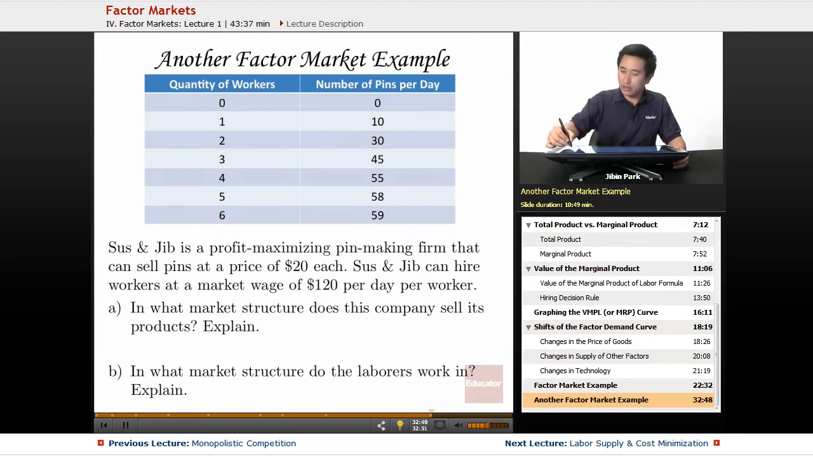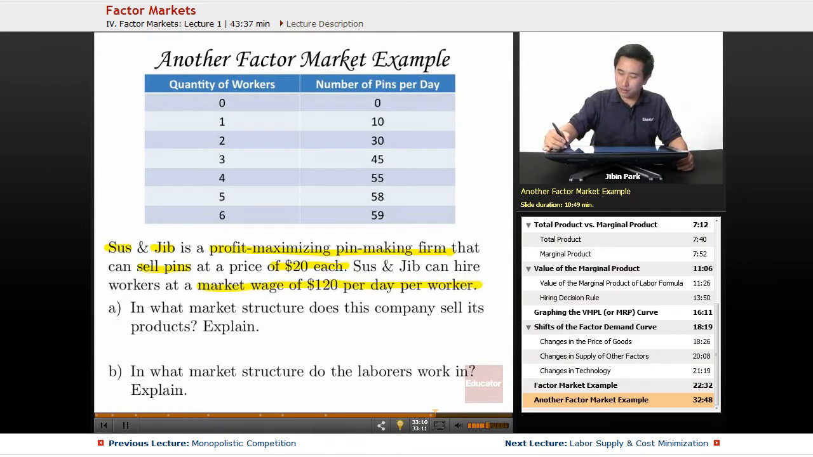So let's take another particular example. Let's just say that you have a company called Suze and Jib. Suze and Jib is a profit-maximizing pin-making firm that can sell pins at the price of $20 each. Let's say that Suze and Jib hire workers at a market wage of $120 per day per worker.